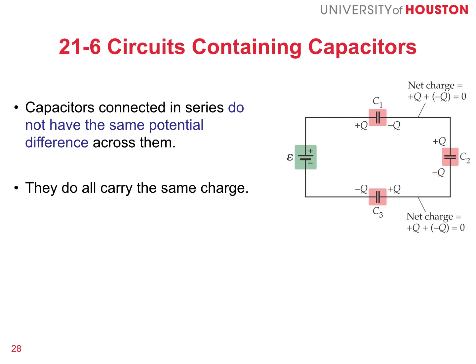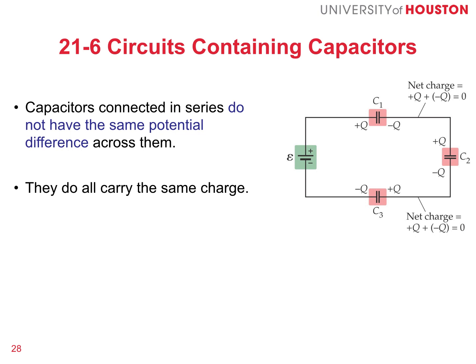Moving on to capacitors connected in series. Now, these do not have the same potential difference across each of them. There will be different potential differences for different capacitors. We have a diagram on the right where we have 3 capacitors, C1, C2, and C3.